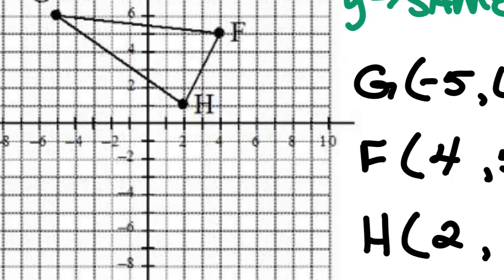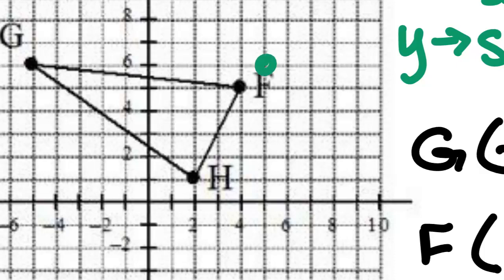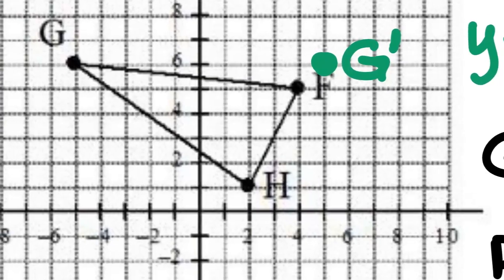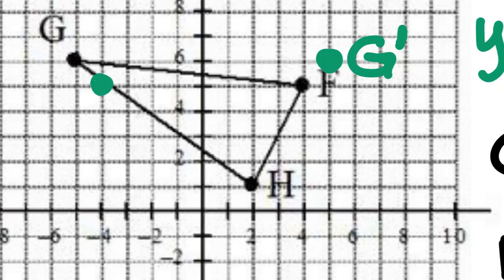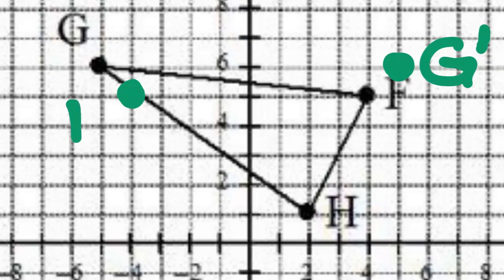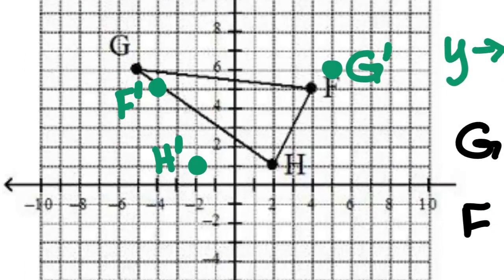All right, so 5, 6 is going to be right here. G prime is over near where my original point F was. F at -4, 5 comes over here, so F prime is very close to my original point G. And H prime is going to be right down here at -2, 1. And then I'm going to grab my straight edge and I'm going to connect those points to make my reflected triangle.